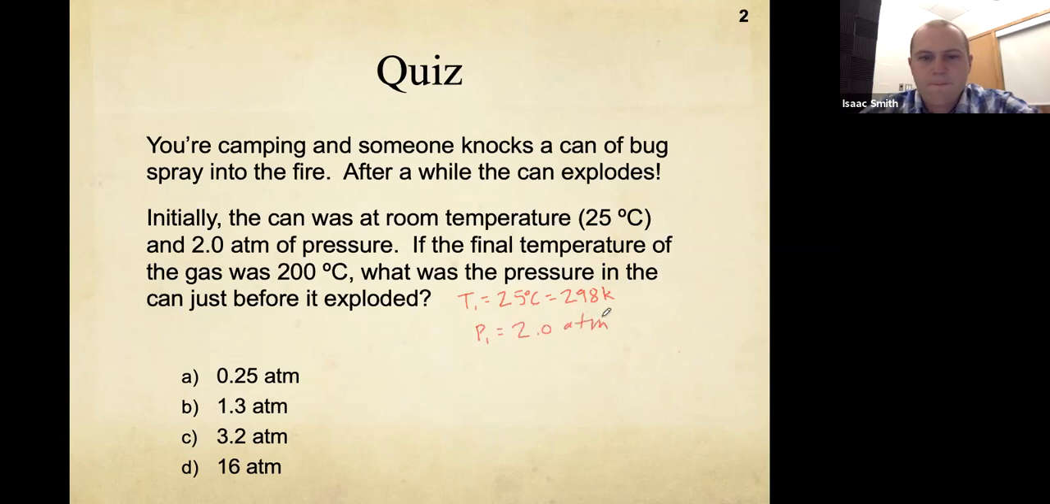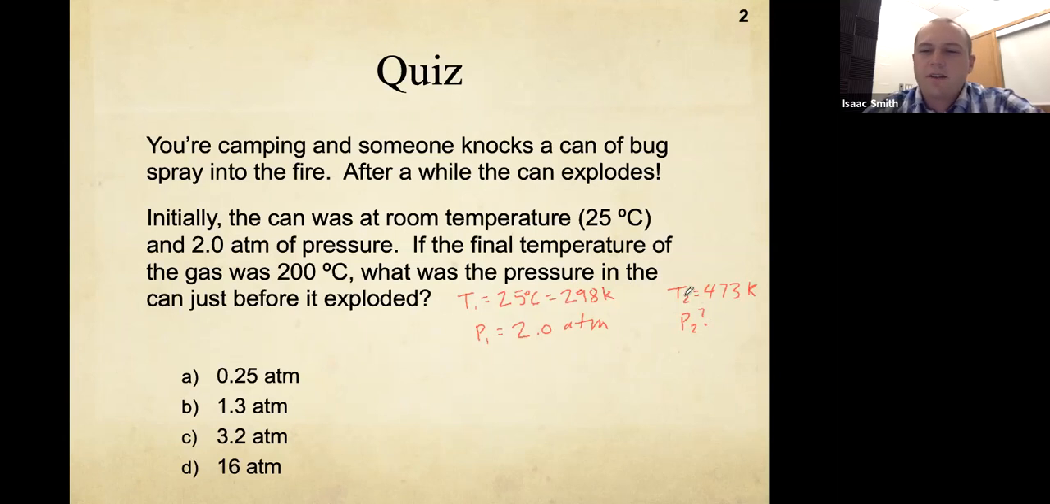Okay. The final temperature of the gas was 200 degrees Celsius. So I'll say T2 equals 200 Celsius, which would be 473 Kelvin. What was the pressure in the can just before it exploded? Okay, so we don't know what the final pressure is, right? That's what the question's asking.